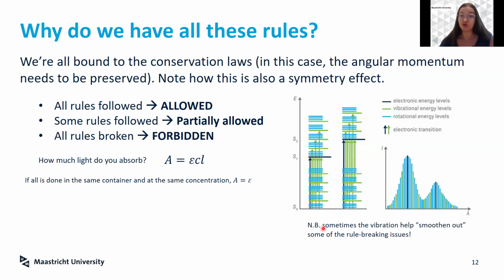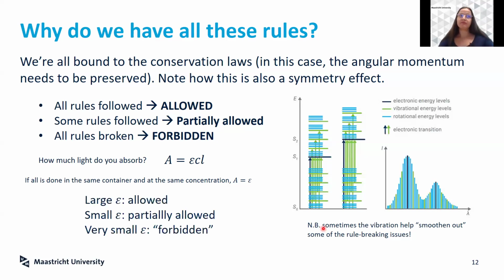How are you able to jump to a higher level? Are you happy with it or not? This means that a transition that showcases itself with an incredibly large epsilon is an allowed transition. You are following all of the rules, so the statistical probability of the transition happening is incredibly high. It will always go. If you have a small epsilon, then you're looking at a partially allowed transition.